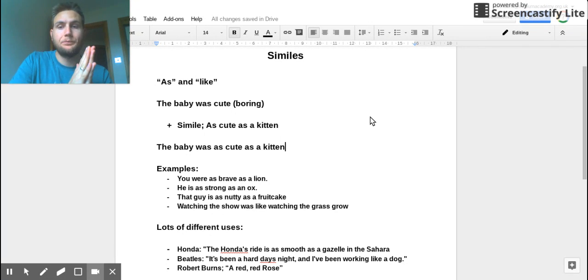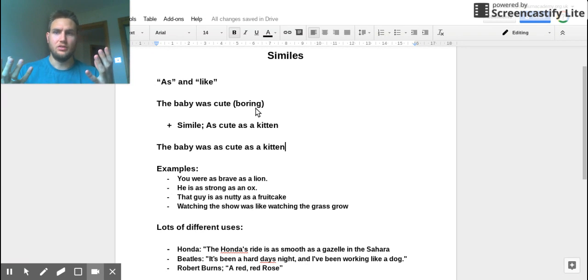Now, what we're going to talk about first is how we can make sentences or descriptions more interesting. So, for example, up here you can see that I put a sentence, "The baby was cute." Now, that is quite a boring sentence because it doesn't really tell us how cute this baby is. Is it just normal cute? Is it very cute? What is it?